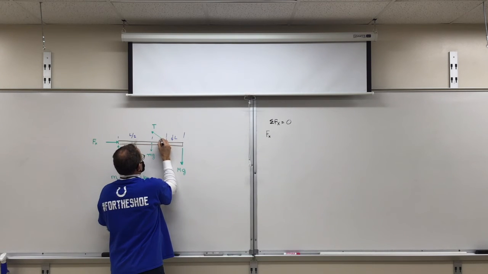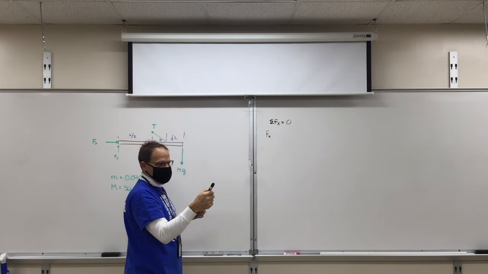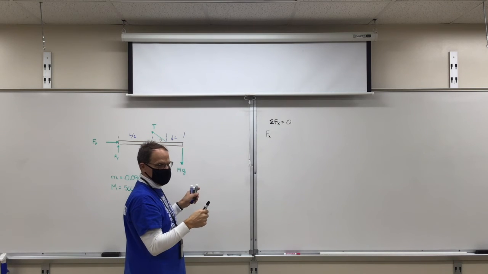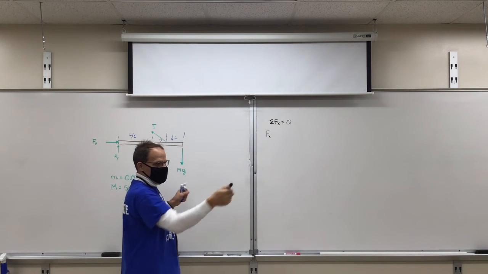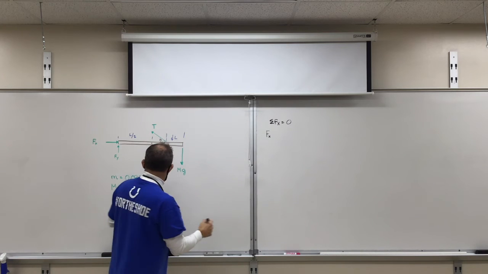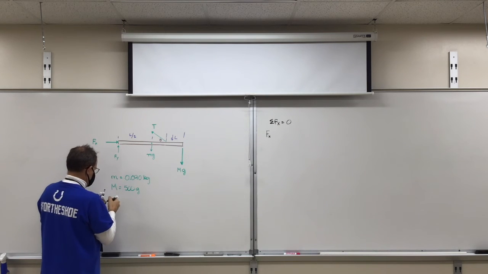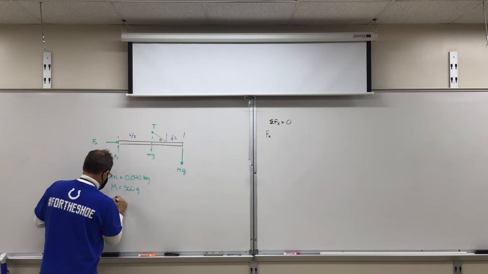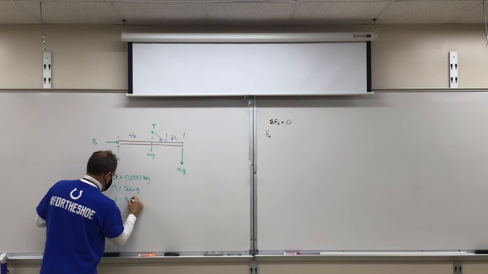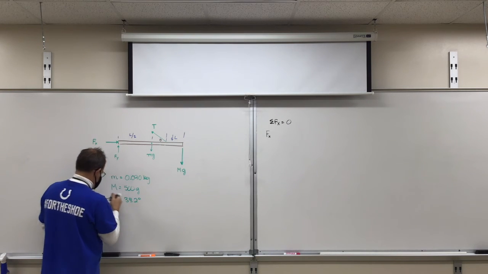Let's call this theta. Oh yeah, our variable is, we've got to find theta, don't we? Oh, you found it. So a little bit of trigonometry got Luke theta. What is theta, Luke? 34.2. Theta is 34.2 degrees.